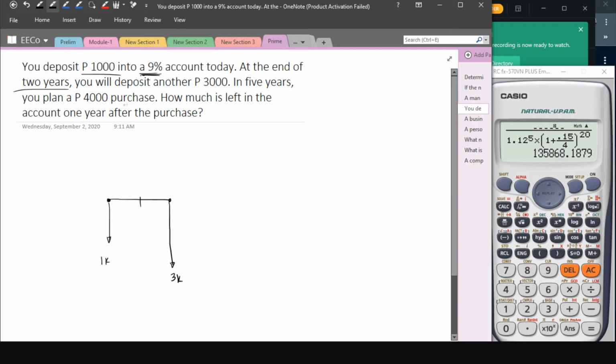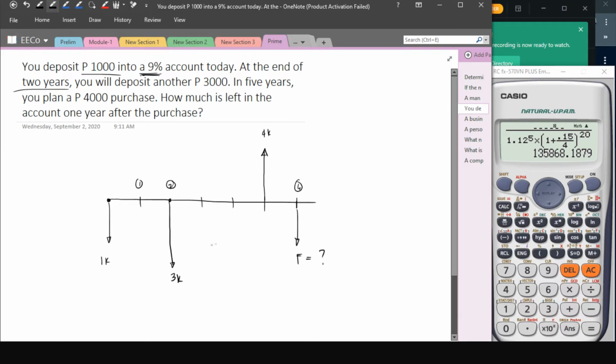In 5 years, you plan a purchase of 4,000. So, maglalabas ka ng 4,000. So, 1, 2, 3, 4, 5. On the 5th year, lalabas mo yung 4,000 sa account mo. Pakyat, kalabas. 4K. Okay? How much is left in the account 1 year after the purchase? So, on the 6th year, magkano na lang daw yung nandito sa account mo?